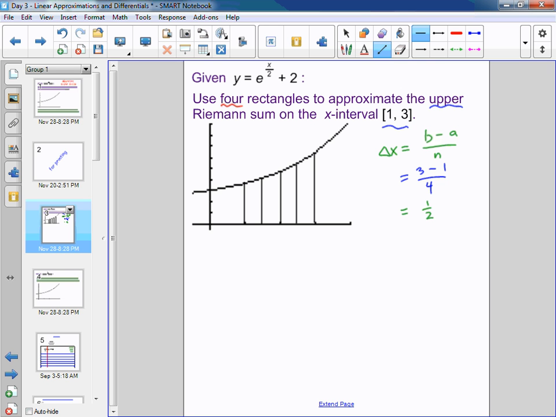Sometimes we'll look at the midpoint of each subinterval to get the height of the rectangle. Sometimes we'll look at the left-hand side. Sometimes we'll look at the right-hand side. In this case, we're looking at the upper. Upper doesn't mean right-hand side or left-hand side, necessarily. It means the greatest function value attained over each subinterval.